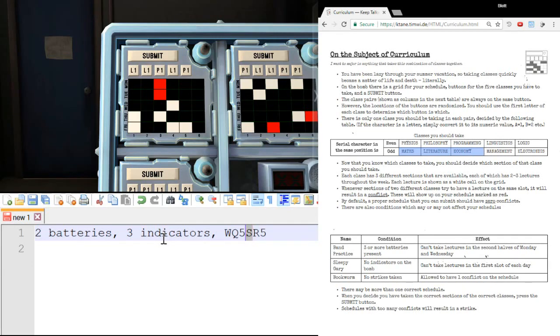S is 19. 19 is odd. That's management. R is 18. 18 is even. That's going to be logic. So these are the 5 classes we're going to need to take.